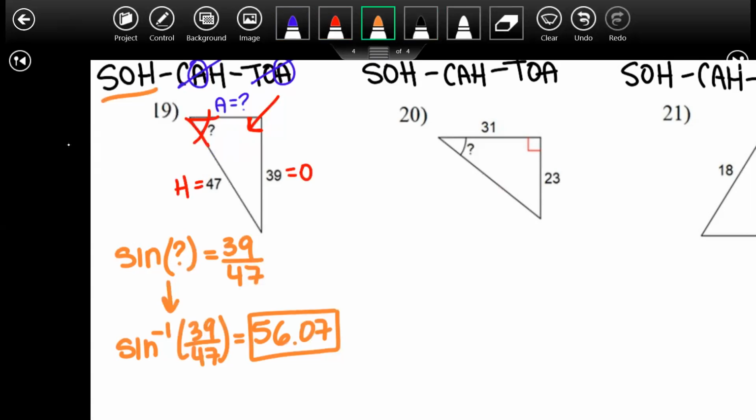Give it down. Equal. Doing the next one.